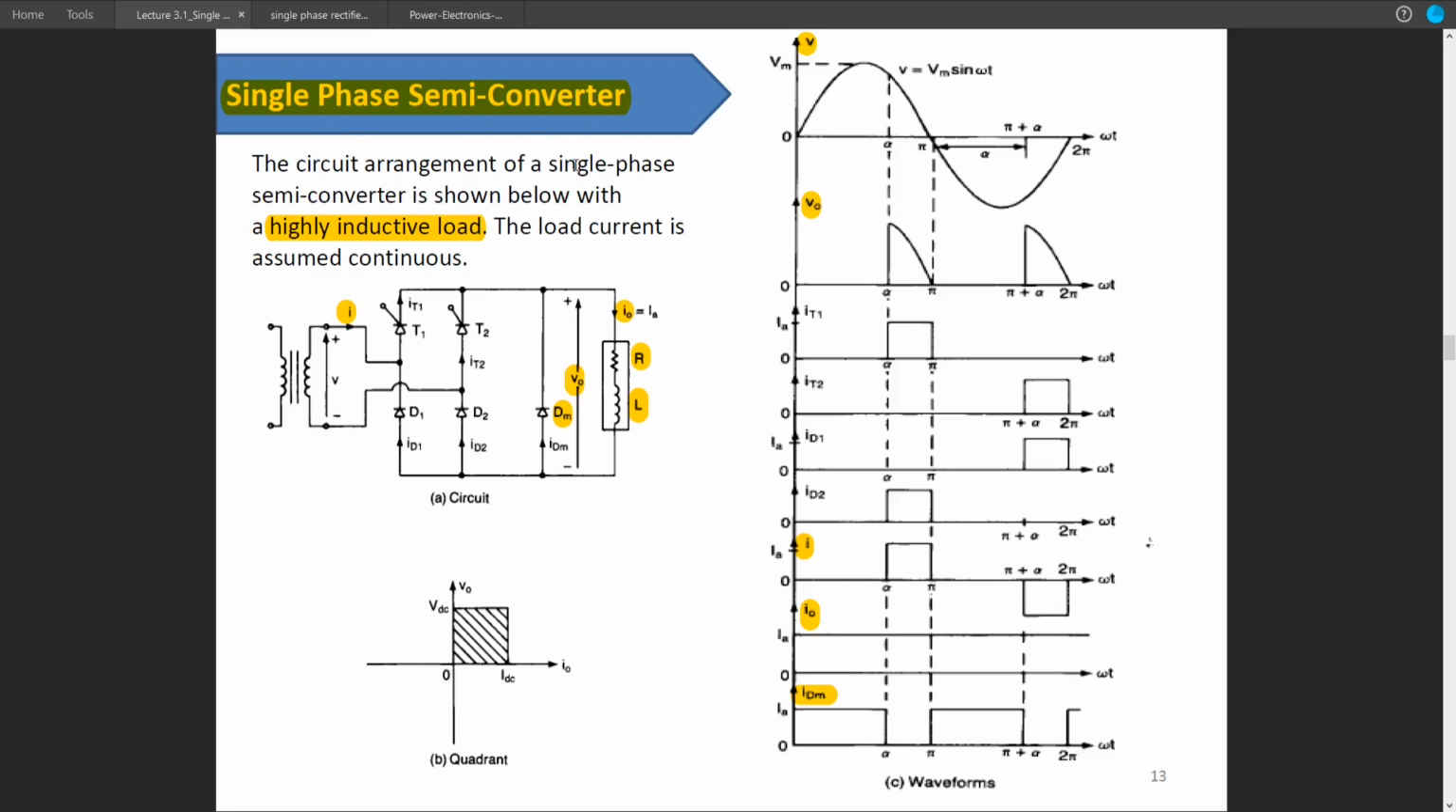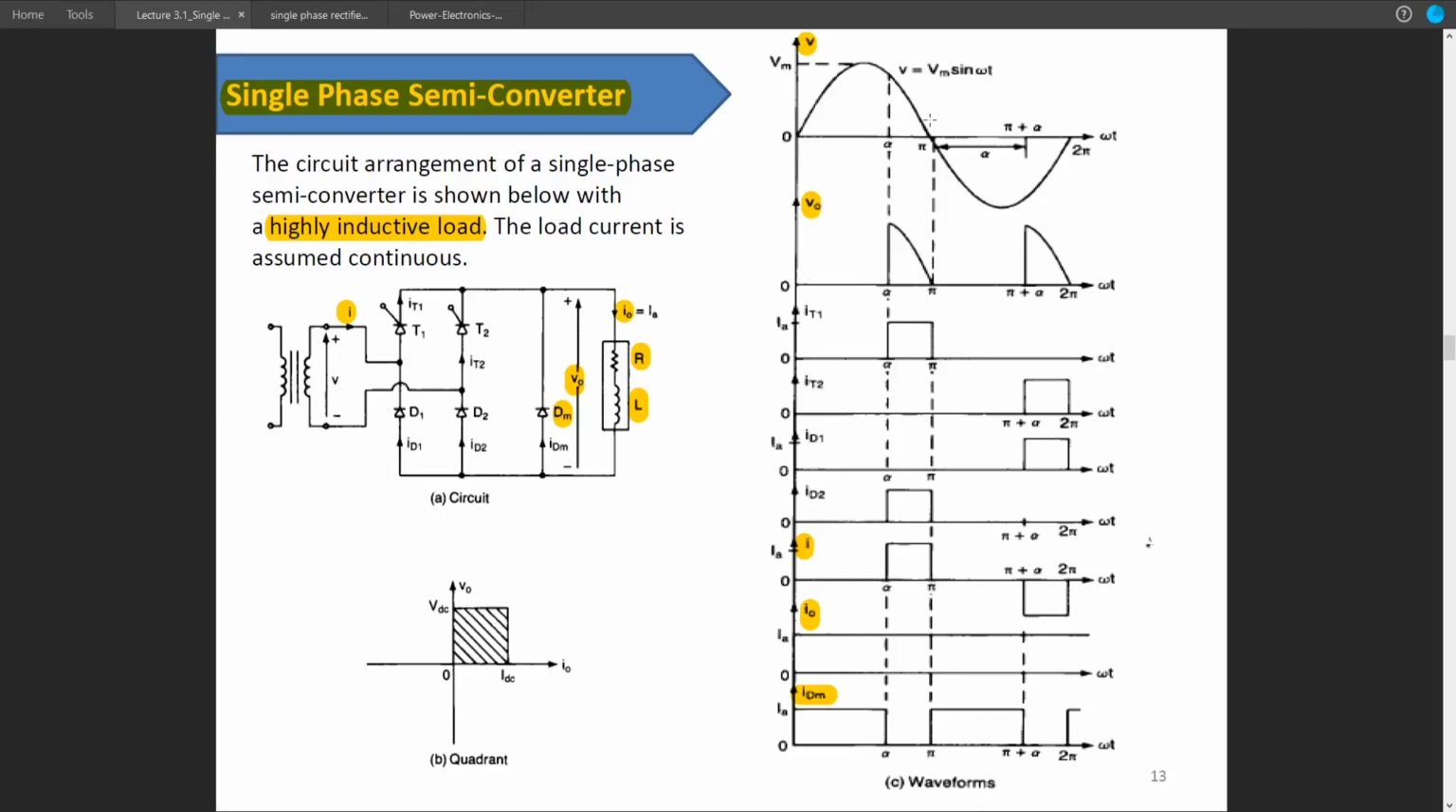Semi-converters. A single phase semi-converter circuit can be composed of a bridge rectifier circuit. It can either be composed with 2 diodes and 2 thyristors or 4 thyristors. If a freewheeling diode is provided, the output voltage will never be negative. So this is a quadrant 1 operation or semi-converter operation.